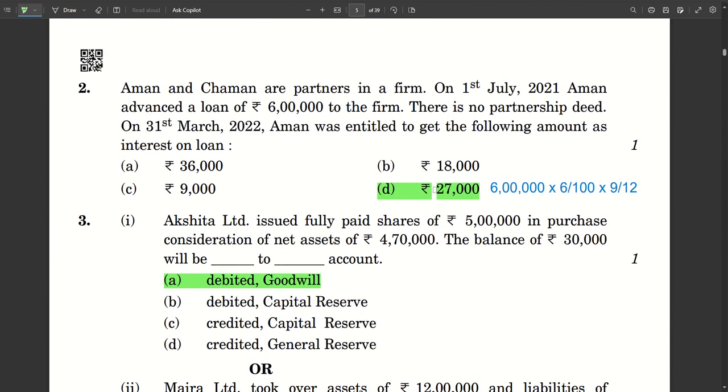The next question that we have, Aman and Chaman are partners in a firm, and on 1st July 21, Aman advanced a loan of 6 lakhs to the firm, and there is no partnership deed. In this case, whenever a firm is taking a loan from a partner, the firm has to give interest at the rate of 6% per annum, and that's why 9 months will come into the picture, because the loan was given on 1st July. From 1st July till 31st March, it's 9 months. So 6 lakhs at the rate of 6% for 9 months is 27,000.